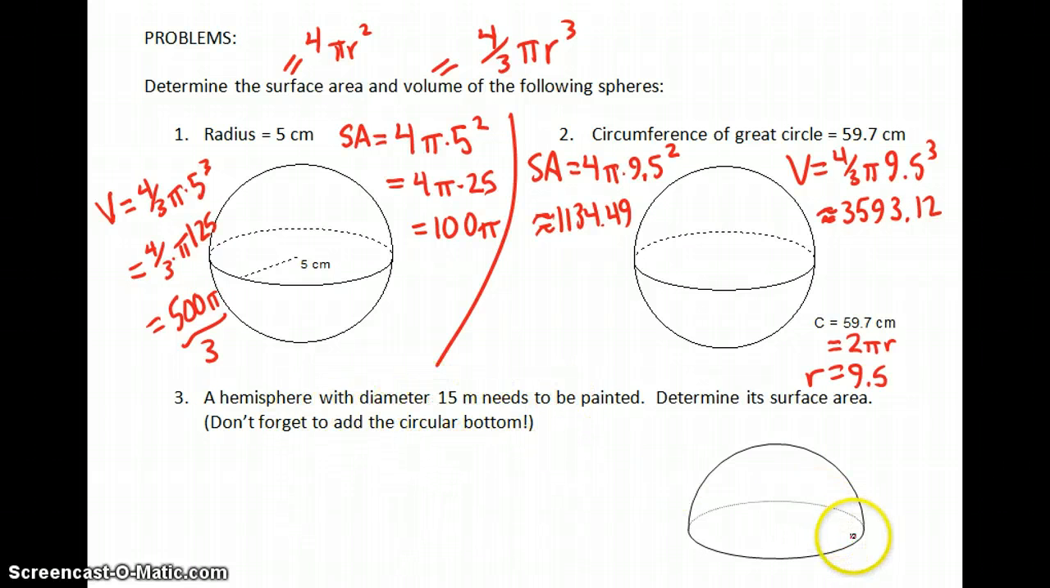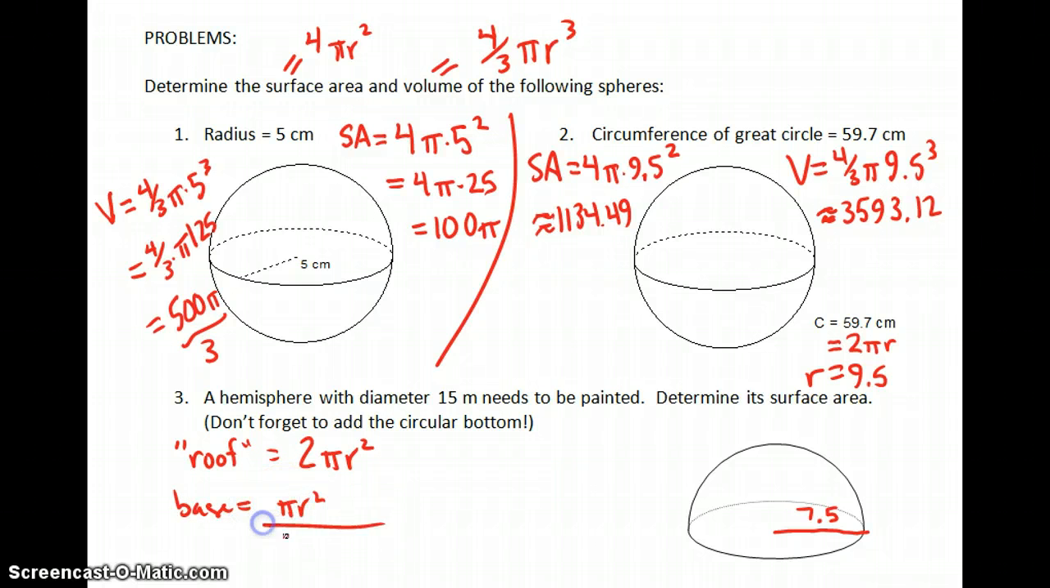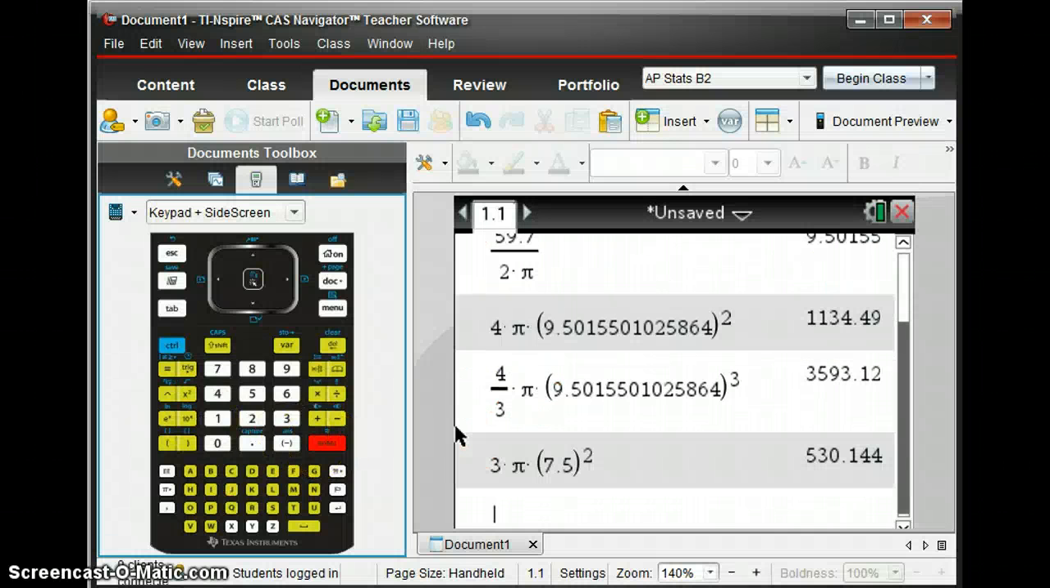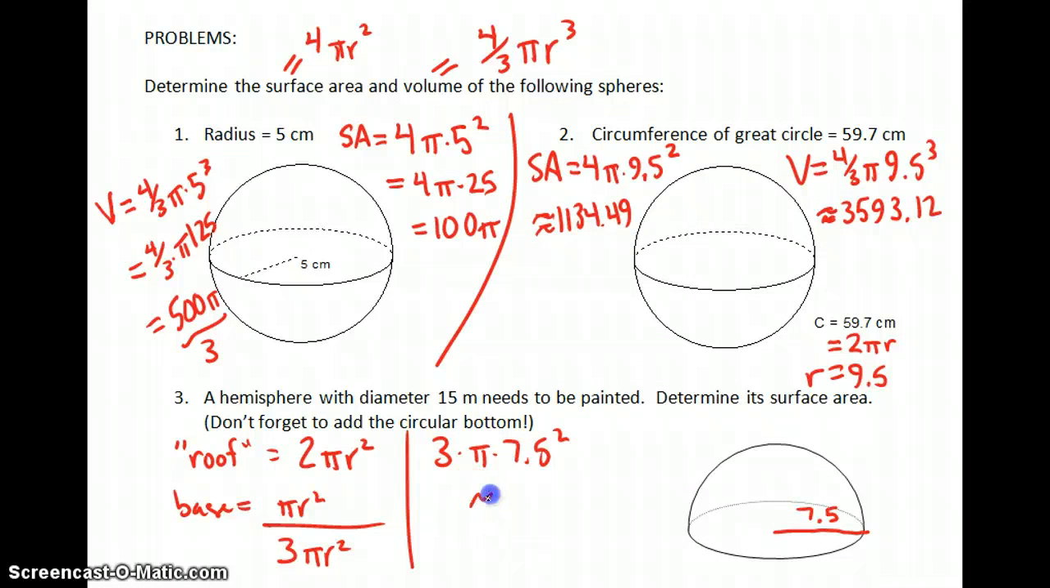Okay, great. Last one, hemisphere. Diameter 15 needs to be painted. Determine its surface area. Okay, surface area for this thing, I'm going to need the whole roof plus the circle. Roof is going to be half of the surface area of a sphere, so that's going to be 2 pi r squared. And then the base is actually just 1 pi r squared. So I'm going to cheat and just say this is 3 pi r squared. That doesn't always get to happen. So this is going to be 3 times pi times r squared, calculator. And that is, oh, wow, 530.14.